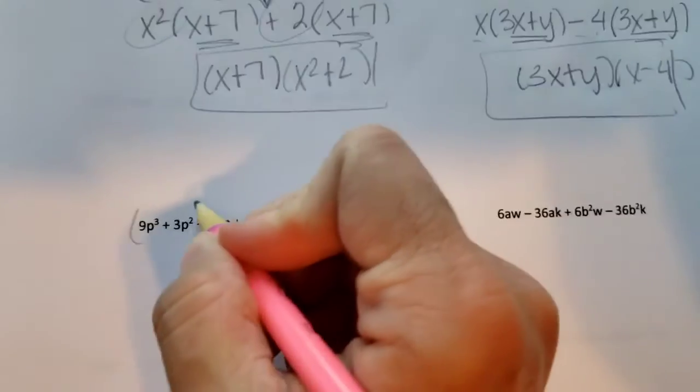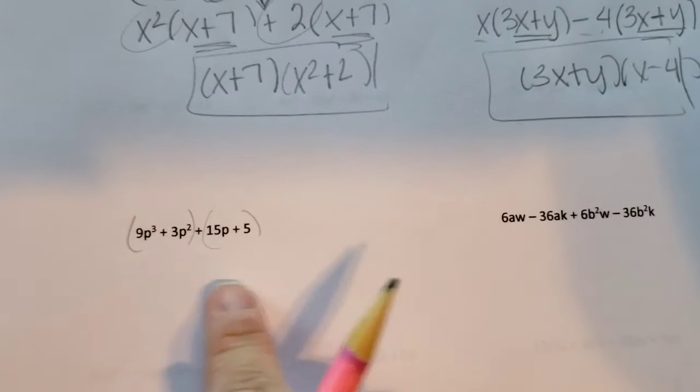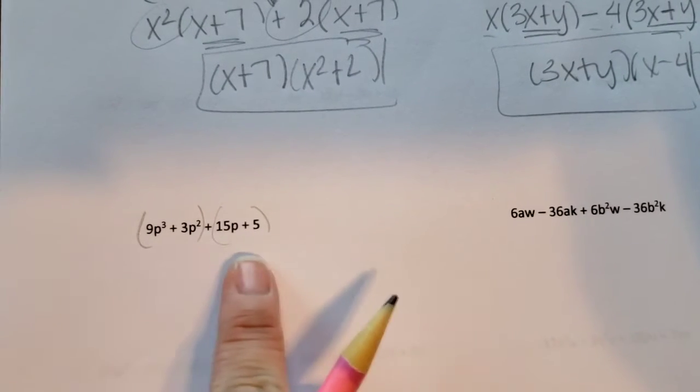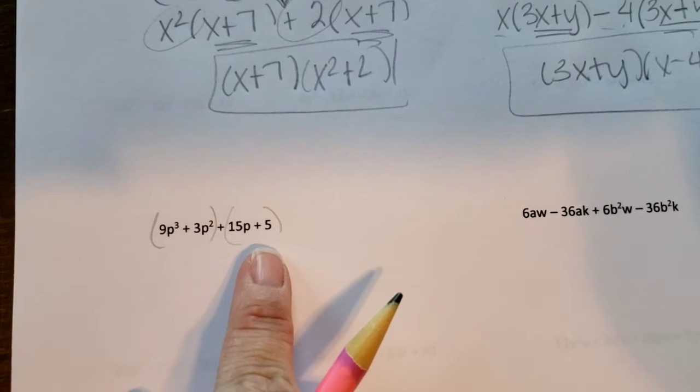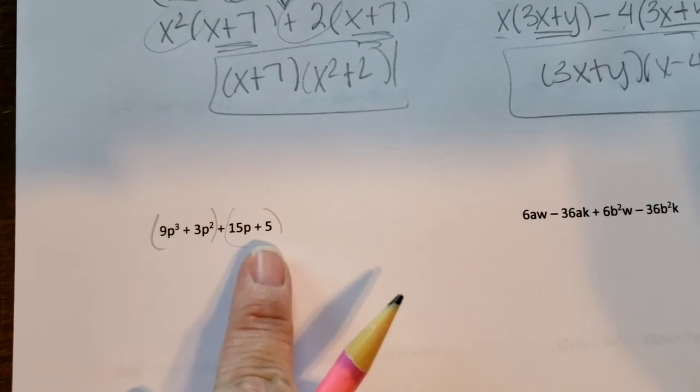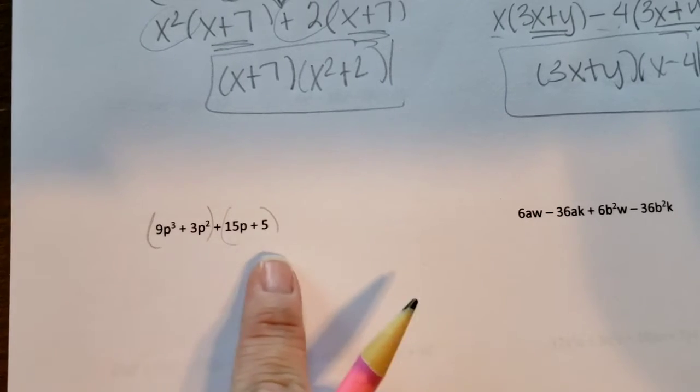Pair up the first 2, and you do want to look for GCFs initially. Like, is there anything we can get out of all 4 of them? Not so much. Okay, you can get some 3s out of those guys, but not him. You can also get some p's out of these guys, but not the 5. So nothing we can factor out of all 4.